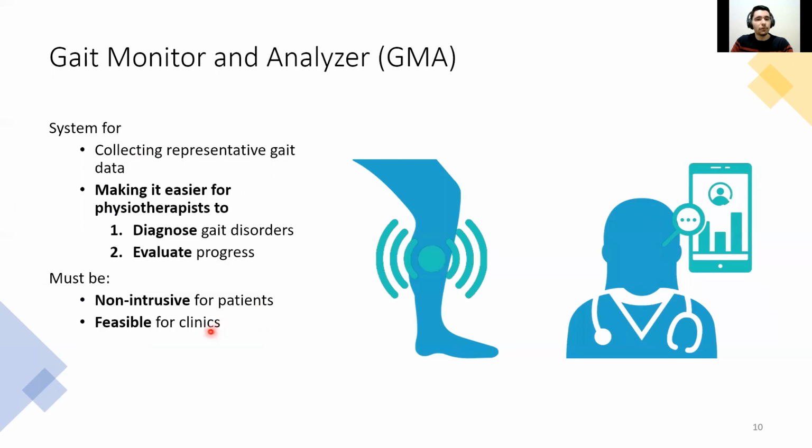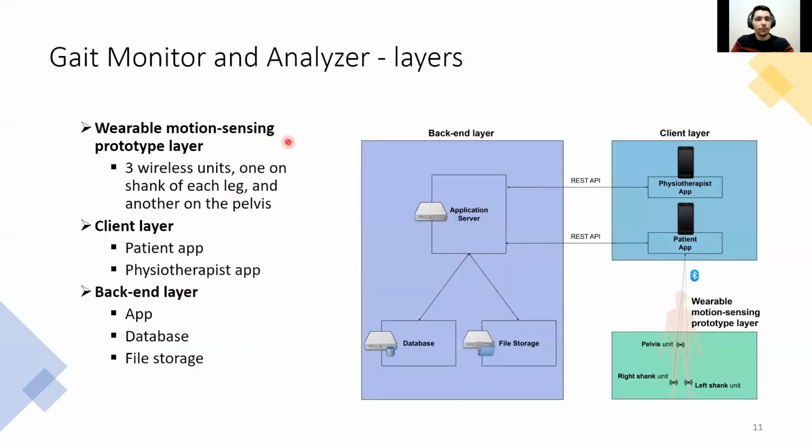And it must be feasible for clinics, both in terms of monetary costs, as well as time and resources to train health professionals. The system is divided into three layers. First, there's the wearable motion sensing prototype layer. It consists of three wireless units, one on the shank of each leg, as well as one on the pelvis. This one is for implementing Weinberg's method, although we didn't talk about it in our paper.